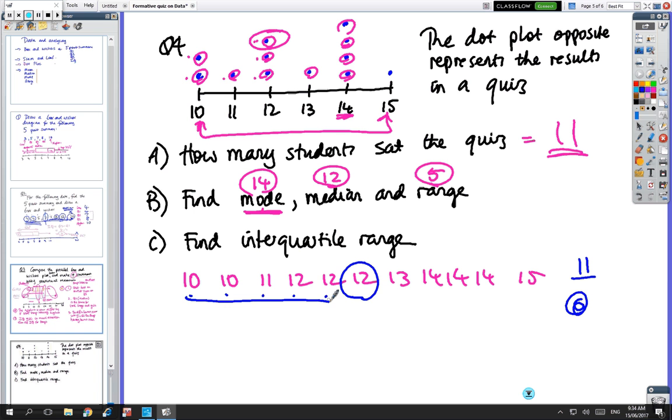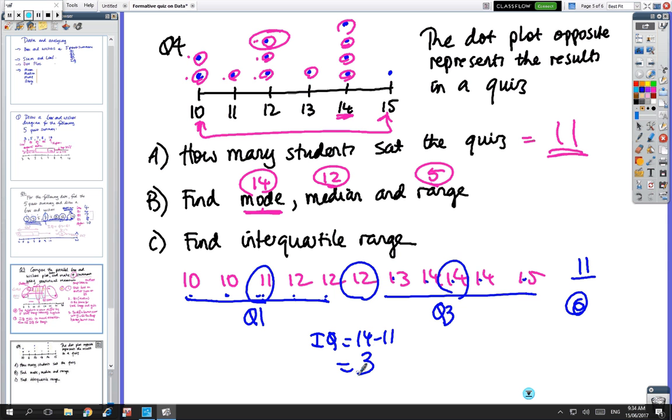looking backwards, we have 5 scores, 1, 2, 3, 4, 5. So that's going to be Q1, and looking forward, we've got 5 scores, 1, 2, 3, 4, 5. So that's going to be Q3. And so the interquartile range is 14 minus 11, which is 3. So hopefully that gives you a good idea on how to use a dot plot.